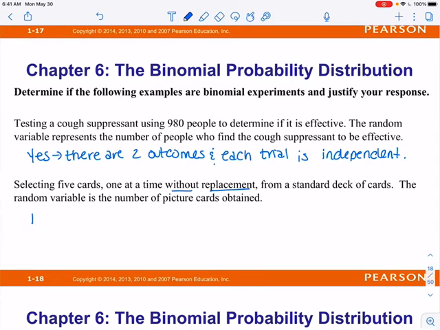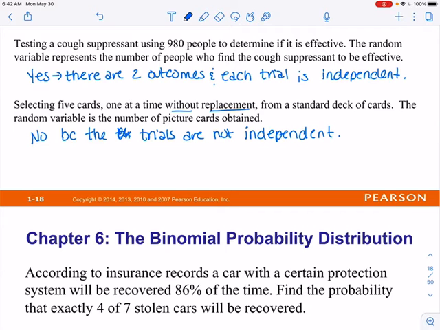So no, because the trials are not independent. Okay, or you could also say there, that's true, the trials are not independent because, again, if you draw a picture card, it's going to affect the probability of the next time you draw. But you could also say there that the probability of success is not fixed because once you draw one again, it's going to change that probability.